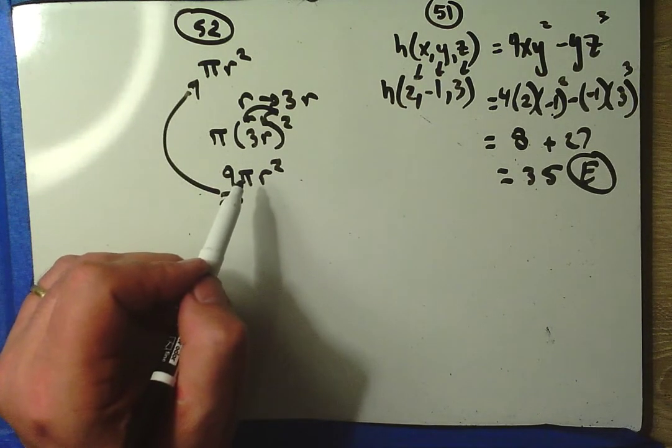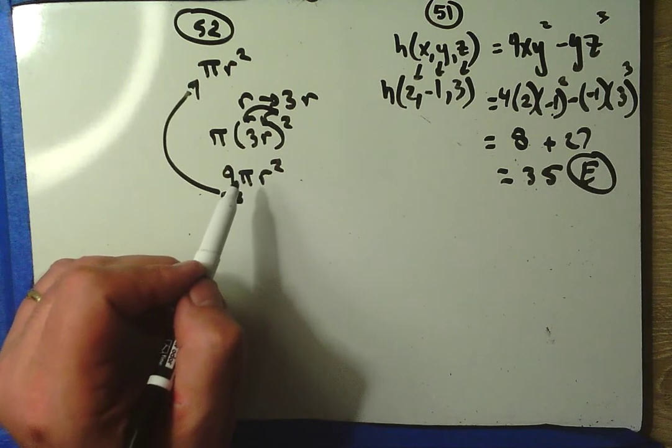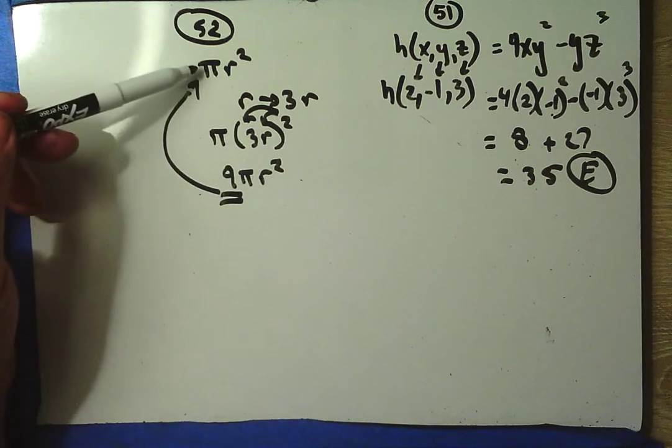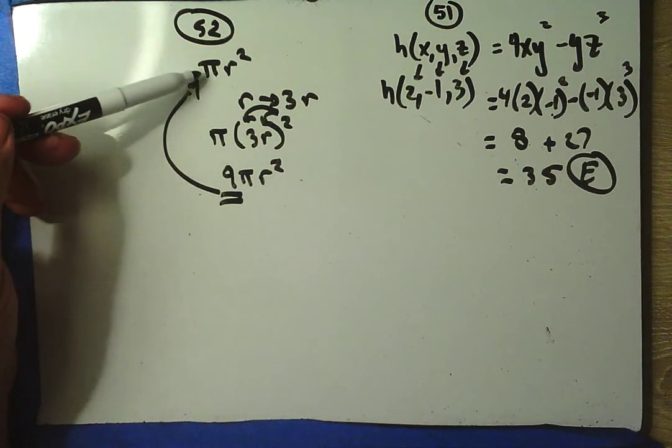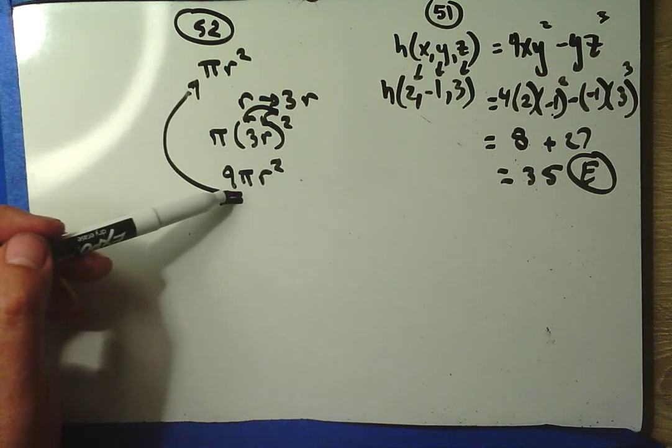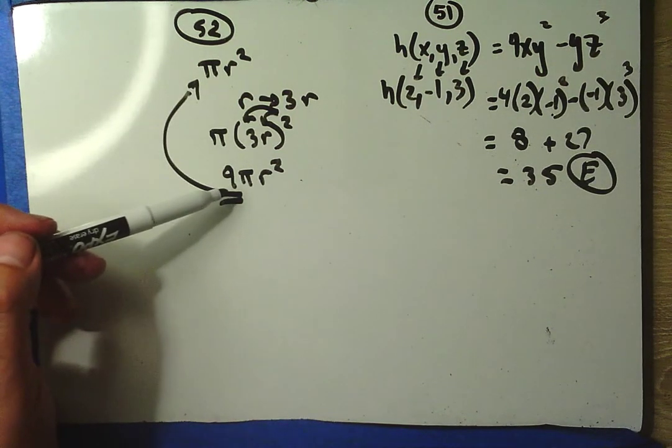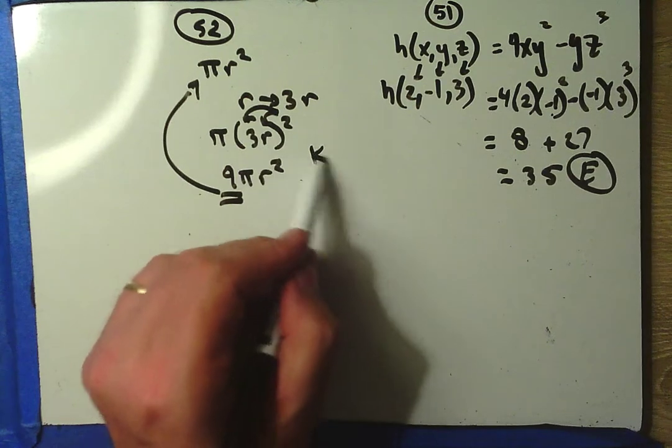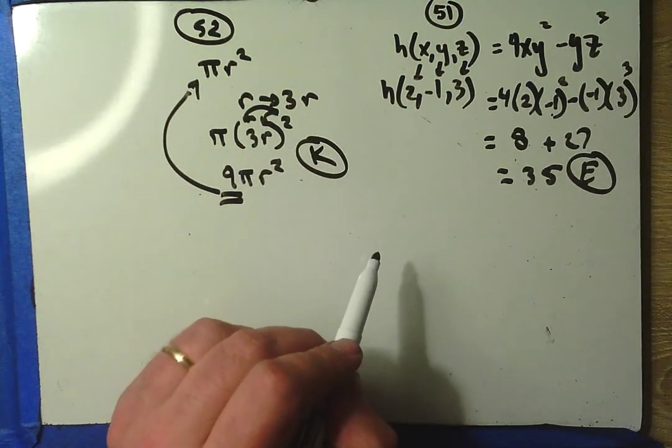How many times larger is the area of the new circle than the area of the original circle? The area of the original circle was pi r squared. The area of our new circle is 9 pi r squared. It's 9 times larger, and therefore K is my answer to 52.